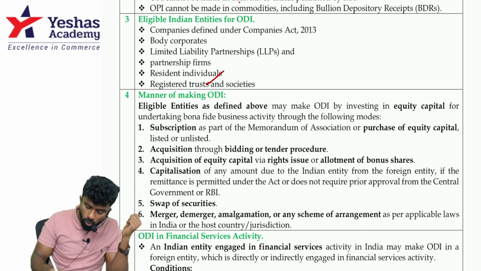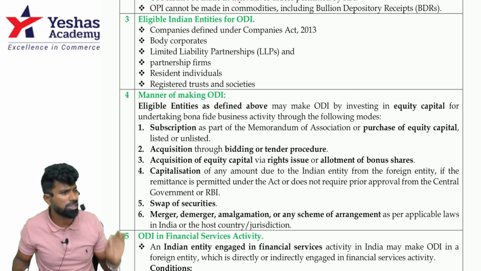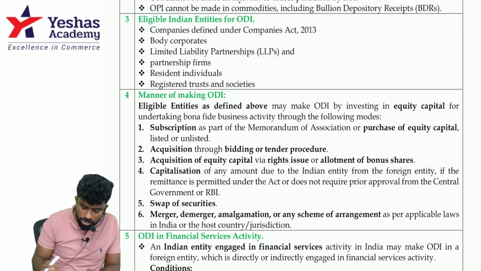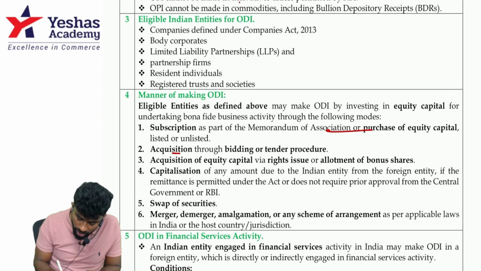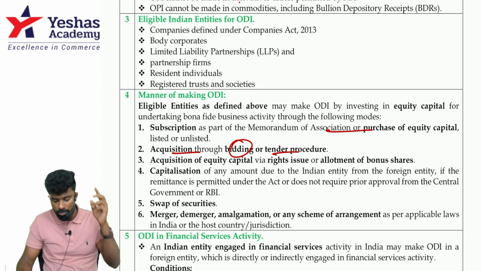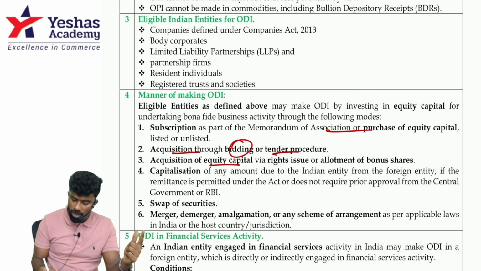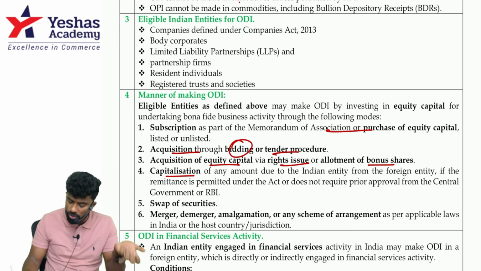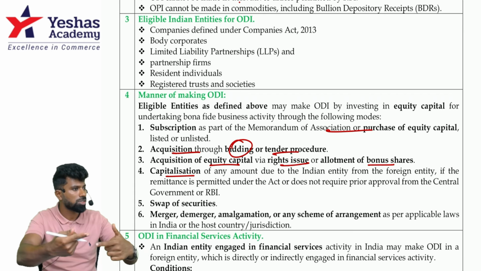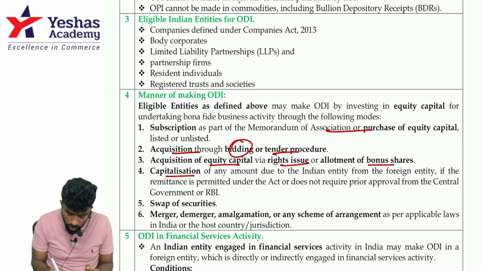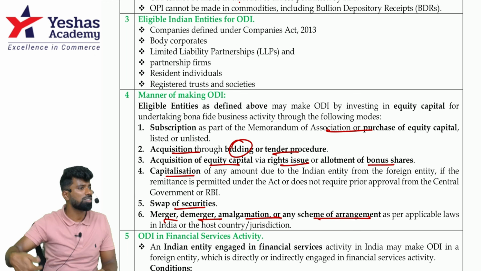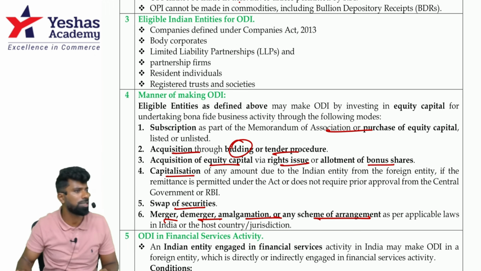Manner of making ODIs. In what manner can you make ODIs? You can subscribe to the memorandum of association, or acquire shares by bidding or tender, or acquire equity capital via rights issue or allotment of bonus shares, capitalization of any amount due to the entity, or conversion of loans. Next one, swap of securities, merger, demerger, amalgamation, or any scheme of arrangement. Whatever we discussed for Indian companies applies also to foreign companies.